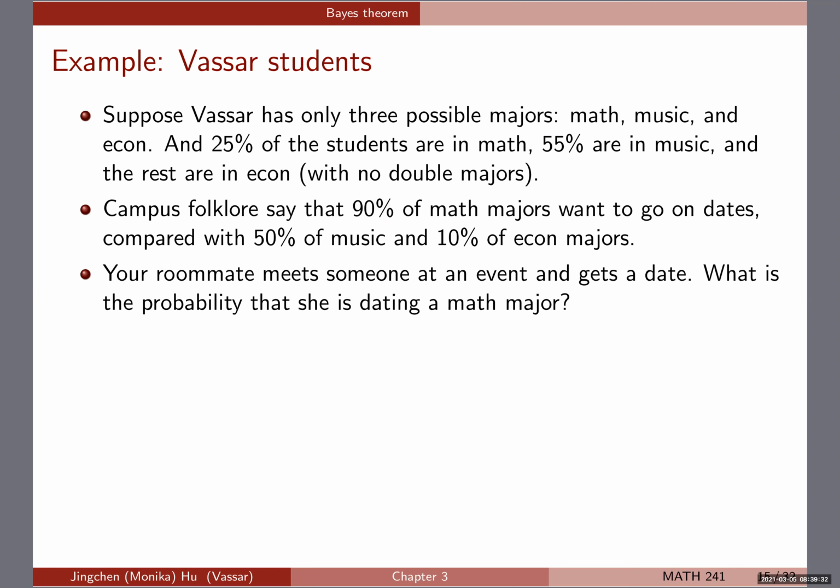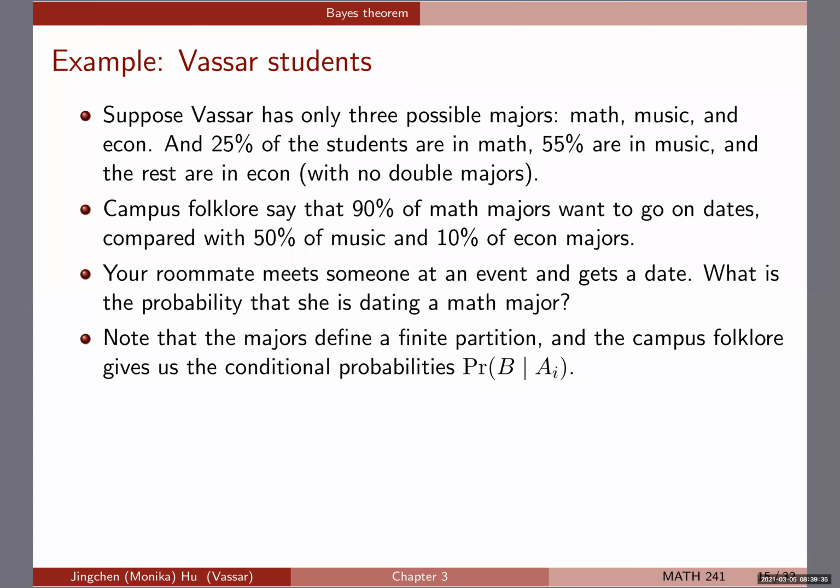So let me just phrase it for you: the 3 majors, as we know, define a partition. And we do know the marginal probability of each of them, 25%, 55%, and then the remaining, I guess in this case, 20%. And then Kemper's folklore gives us the conditional probability. If we define A1, A2, A3 as the majors, and B is wanting to go on dates, then the conditional probability of B given A1, supposing A1 is math major, will be 90%, because Kemper's folklore said that 90% of the math majors want to go on dates.